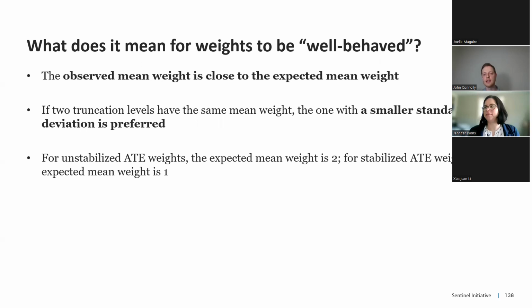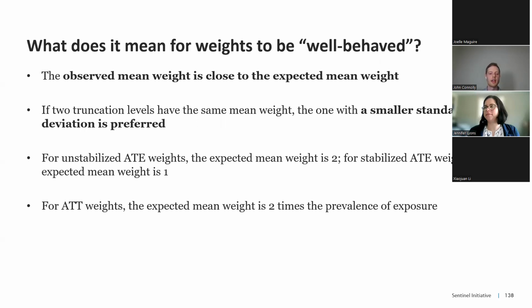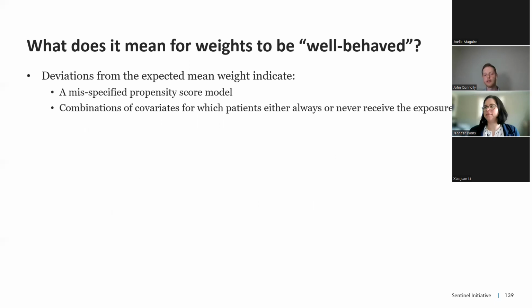So for unstabilized ATE weights, as we've shown in our case example, the expected mean weight is 2. When you stabilize those weights, the expected mean weight is 1. And for ATT weights, the expected mean weight would be 2 times the prevalence of your exposure. If you see deviations from the expected mean weight when you look at the weight distributions, which the Sentinel tools output and we'll look at on the next slide, this can imply that you have either a misspecified propensity score model or some combinations of covariates where patients either always or never receive the exposure. So this is a violation of the positivity assumption.